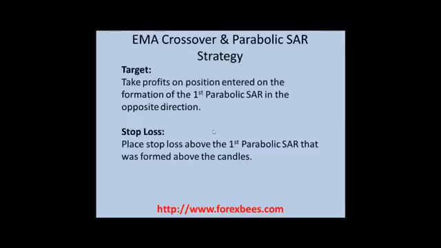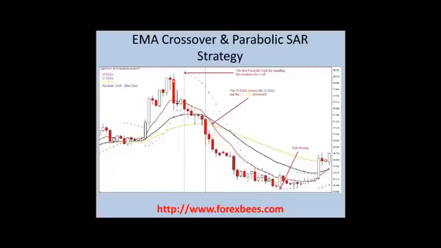Target: take profits on the first position entered on the formation of the first parabolic SAR in the opposite direction. Stop loss: place the stop loss above the first parabolic SAR dot that was formed above the candlestick. So once the first parabolic SAR dot is formed below the candlestick, this is where you can exit, and the stop loss should be above the first parabolic SAR dot formed above the candlestick.